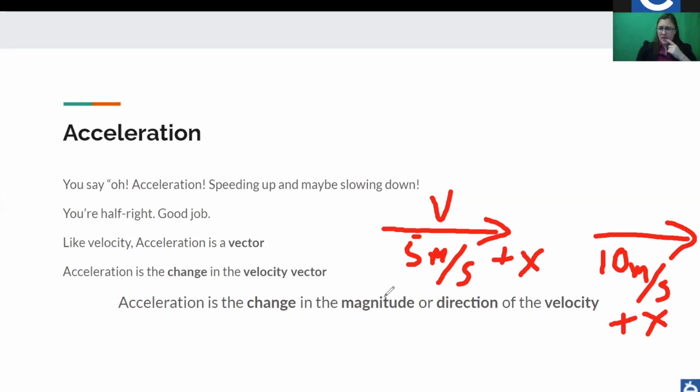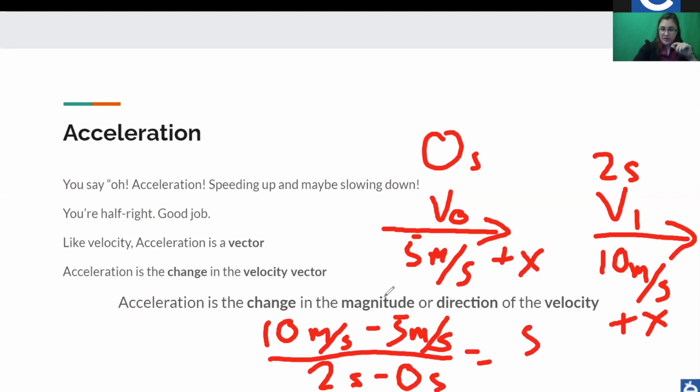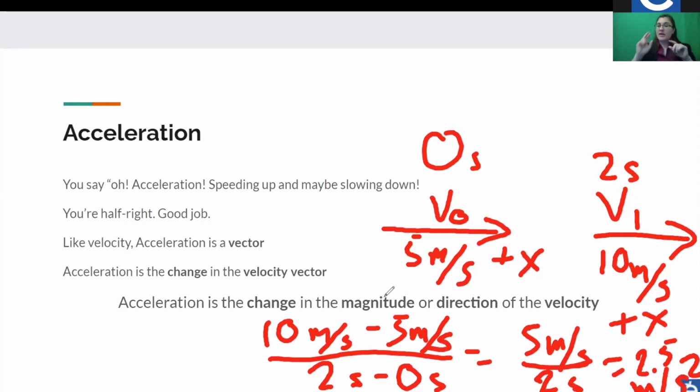Okay, cool. Is that enough to put a numeric value on it? I think I want more information. Let's say this V0, this V1, let's call this at 0 seconds. Let's say this happens at 2 seconds. So what's our change in time? 2. What's our change in velocity? 10 minus 5 meters per second positive x, over 2 seconds minus 0 seconds, equals 5 meters per second divided by 2 seconds. Okay, we're going to say 2.5, and I ran out of space, the units look messy here, but it's going to be meters per second squared.